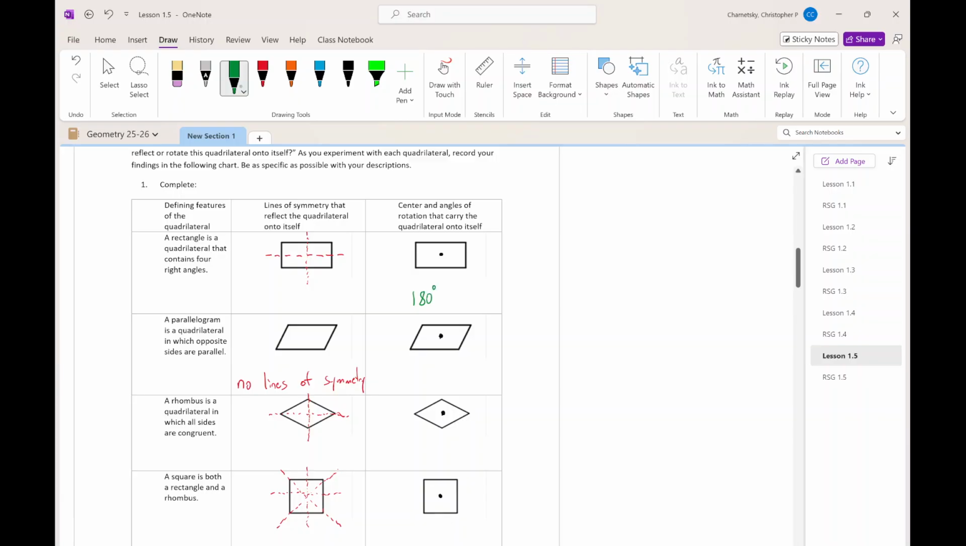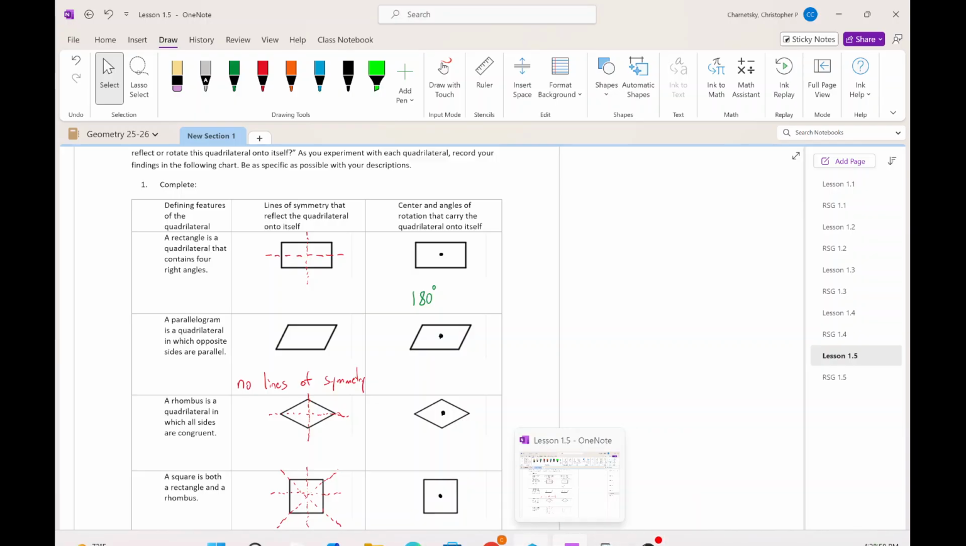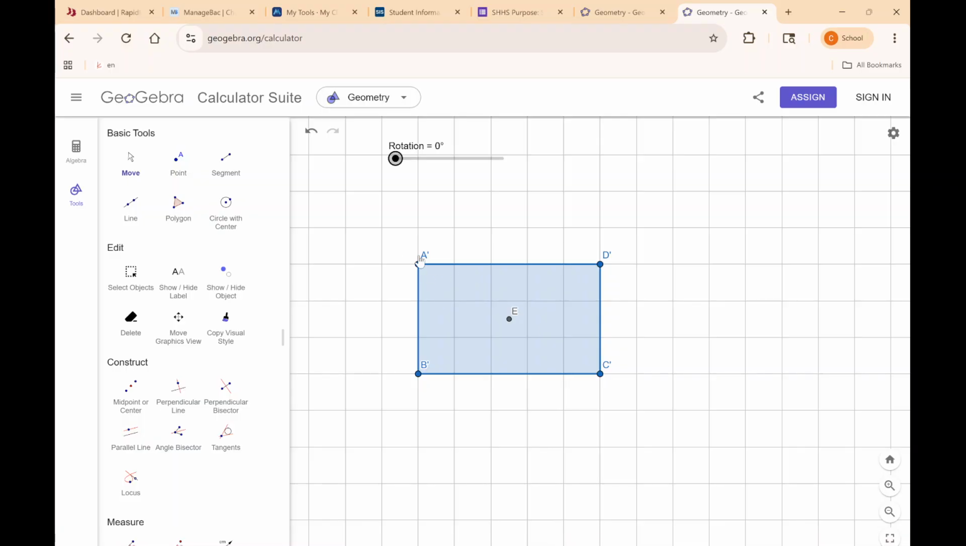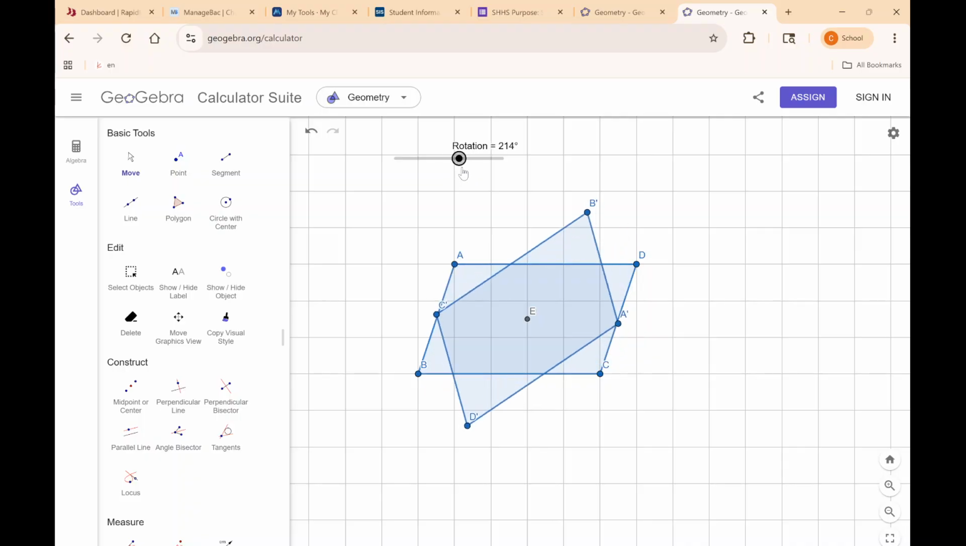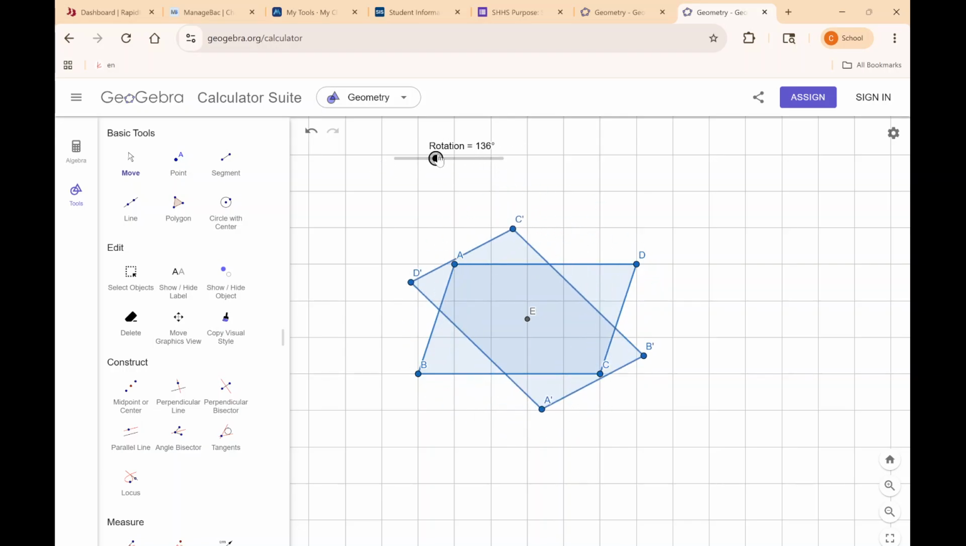180 degrees. Okay. Well, how about the parallelogram? Let's try that one. So let's make a parallelogram. We'll shift those 2 over so we get a nice little slanted shape. There's our parallelogram. Let's try it again. So spin, spin, and at 180 degrees, we line up. And that is it. So the 180 is the only rotational symmetry that we have.